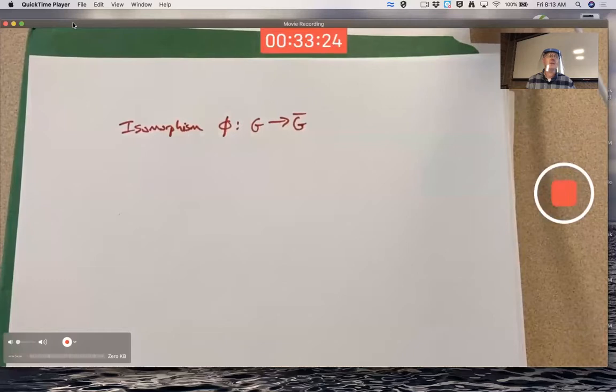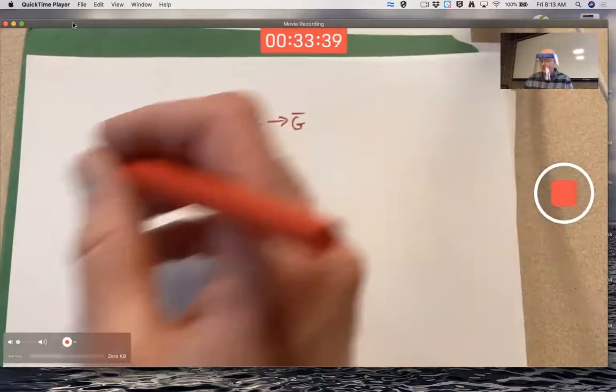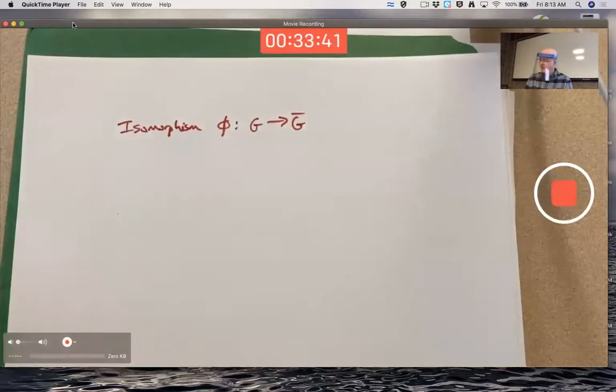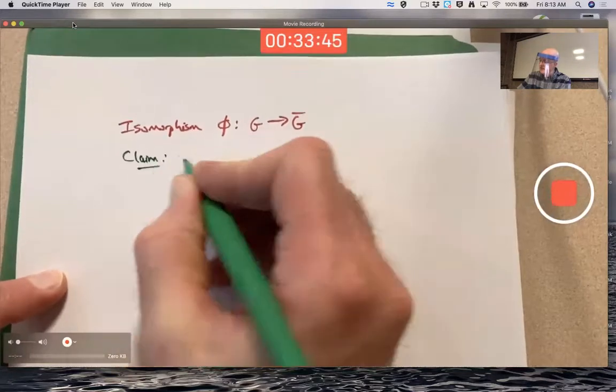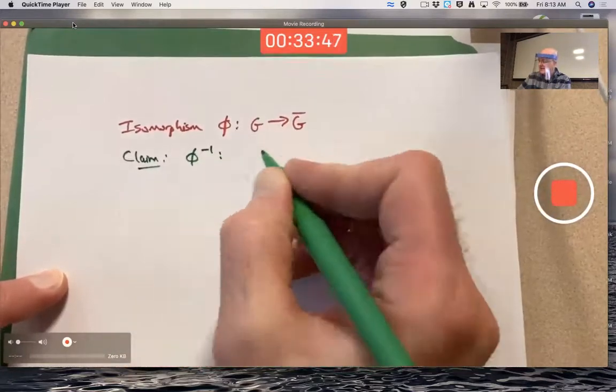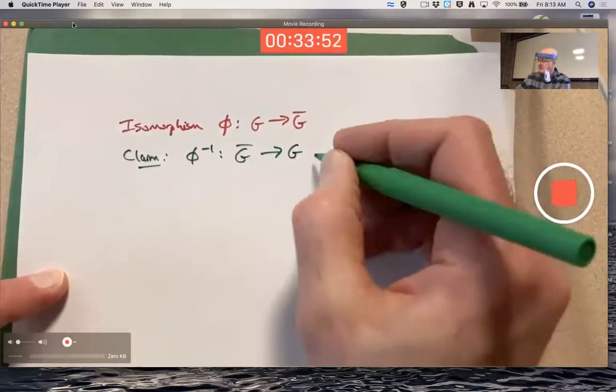Again, I'm not taking the time to write these in sentences. If I had a proof like one of these on the exam, I'd want them to be in sentences, though again, abbreviations are fine to save time. Claim: phi inverse exists and is also an isomorphism.